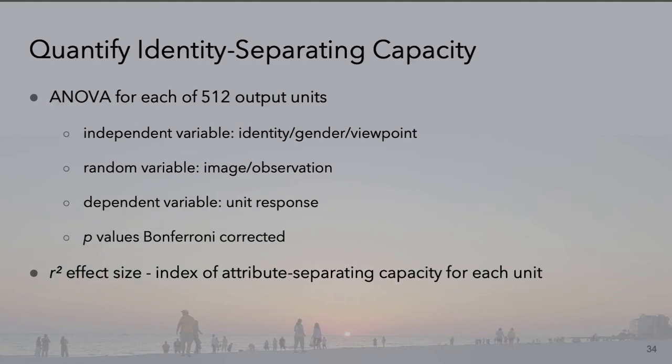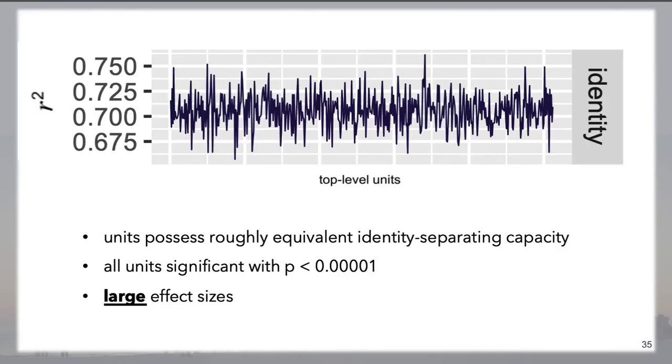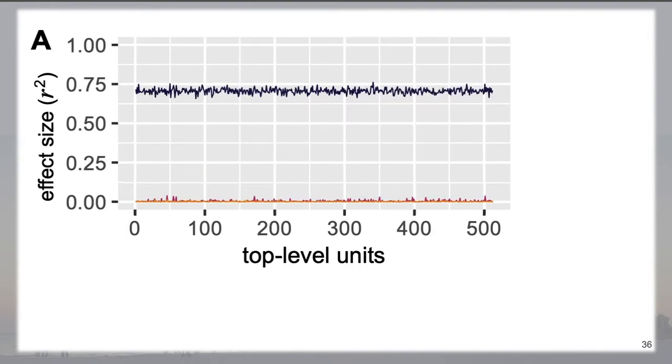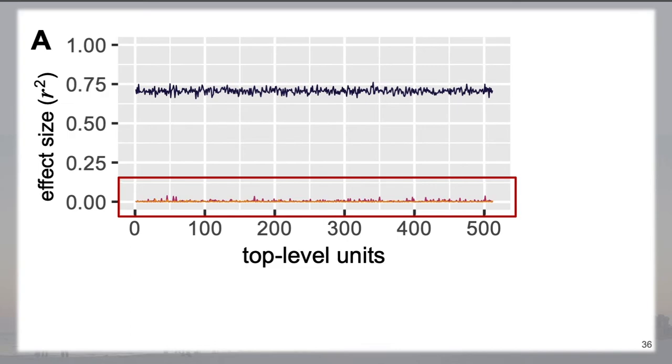For each attribute, we performed an ANOVA for each of the 512 units. The independent variable was either identity, gender, or viewpoint, and the dependent variable was the unit's response. The resulting effect sizes act as an index of the attribute separating capacity for each unit. For identity, we get this. Each item along the x-axis is a single unit, and the effect size is measured along the y-axis in r². Each unit possesses roughly the same amount of identity information as any other. In addition, the ANOVA is statistically significant for every unit, and the effect sizes are large. Then we measure the effect sizes of each unit for gender and viewpoint separation, shown here. These effect sizes are extremely small compared to identity.